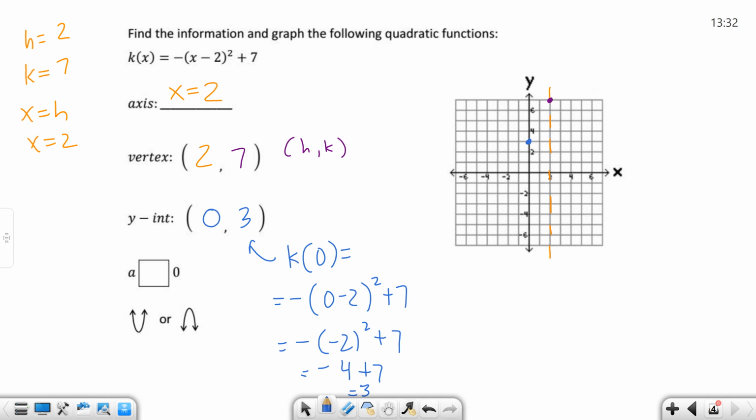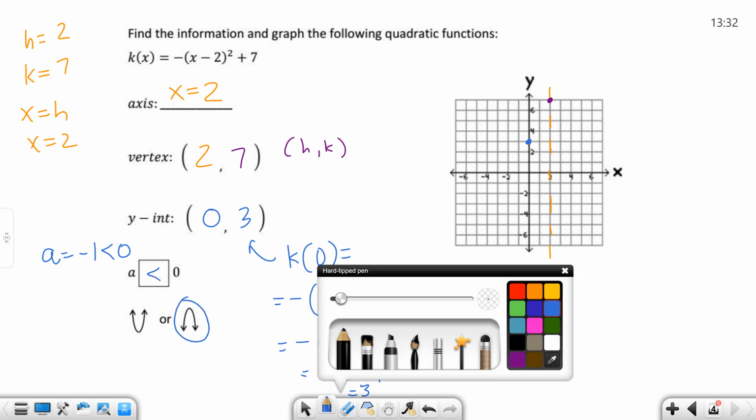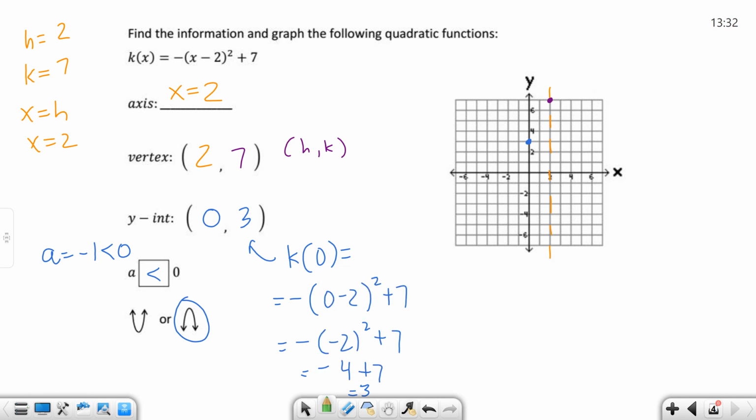For my y-intercept, let's see, here's A. A is the thing out front. So I do need to identify that somewhere. A is equal to negative 1, which is less than 0. So put a less than, it's frowning. And then we're going to graph it.